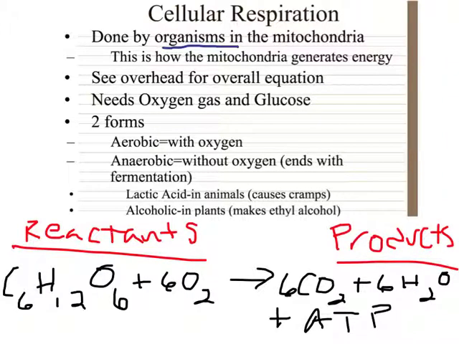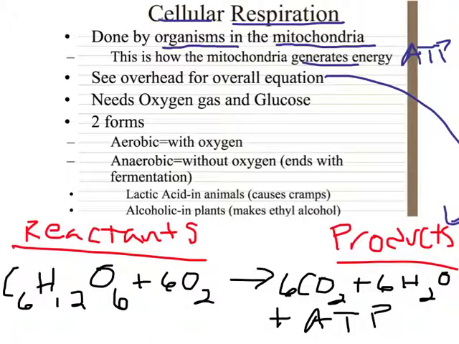The where is the mitochondria, right? Remember, the mitochondria is the powerhouse of the cell, right? Well, that means it generates energy. In this case, what we're talking about is energy in the form of ATP. How does it do that? Through cellular respiration. Okay, so what does cellular respiration do? It generates energy in the form of that ATP molecule.